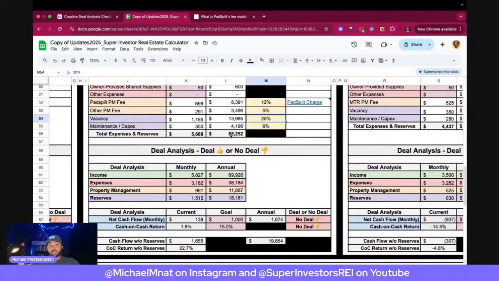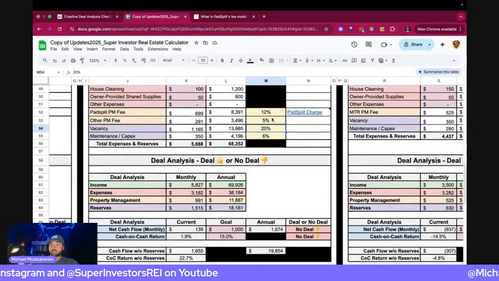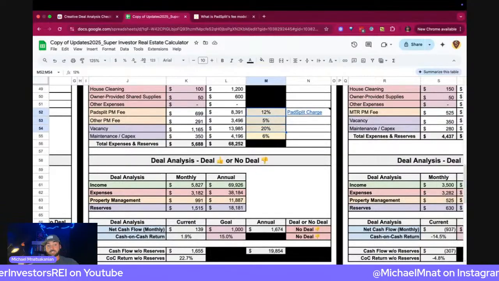So the big thing here would be the vacancy. I mean, see if you can get some better numbers for that local area. See if you can talk to local property managers and reduce these costs. This could be a deal for someone. It's just not a deal for me.